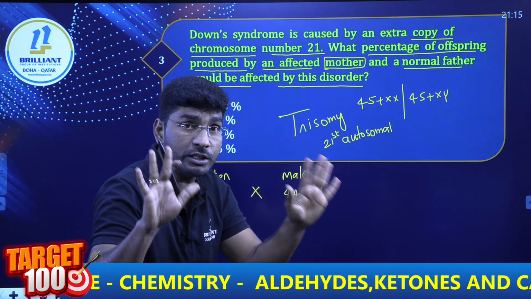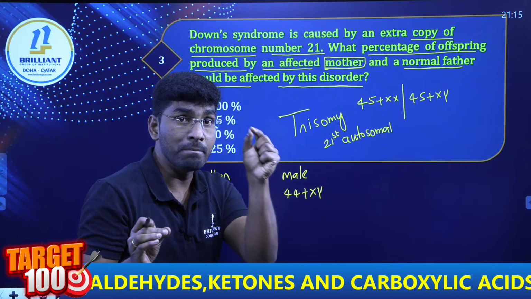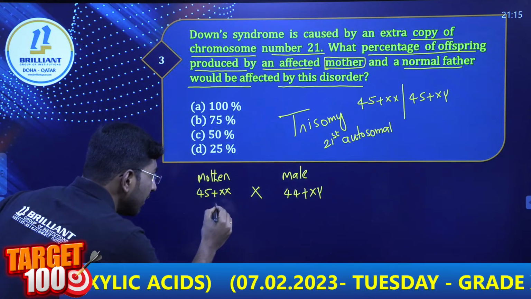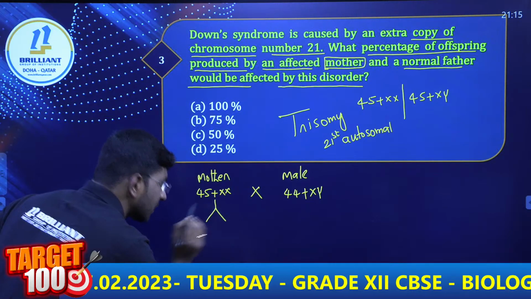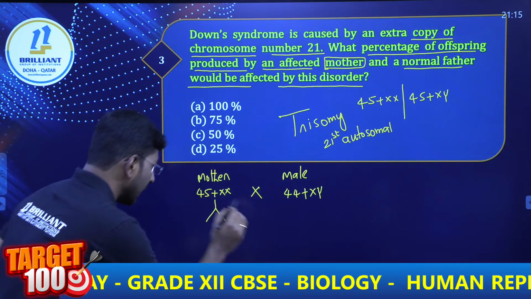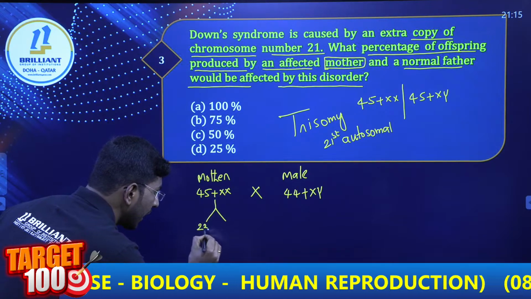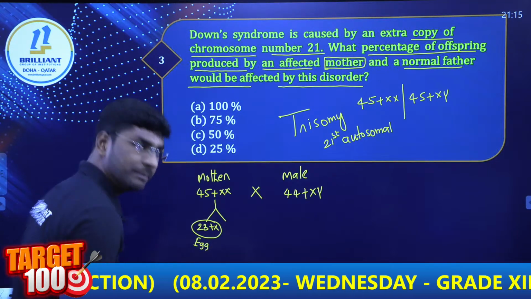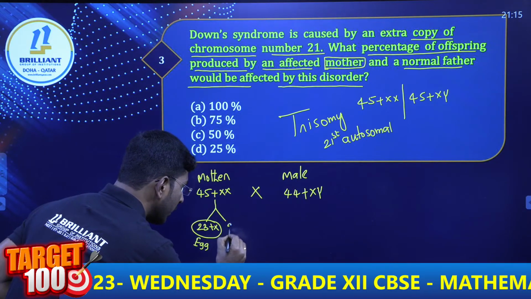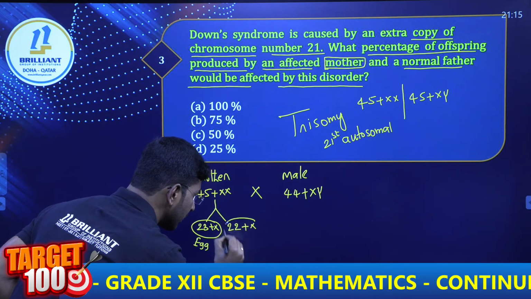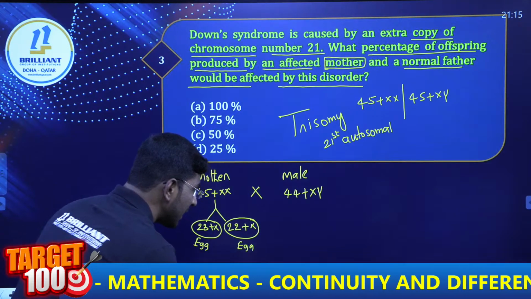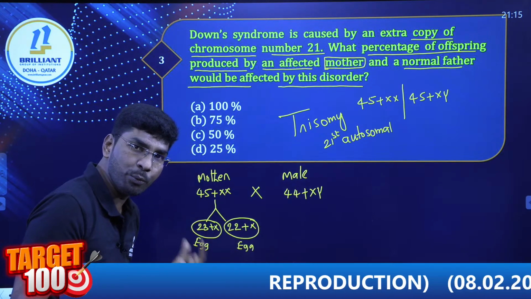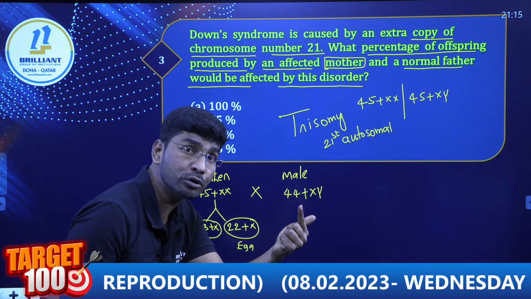Carefully look at how I am solving this question. Students, mother is 45 plus XX, right? Listen. She will give two different types of eggs. One type of egg is 23 plus X chromosomal egg. This is called an egg or female gamete. The next one is 22 plus X chromosome. This is the second egg. One gamete is a normal gamete, 22 autosomes plus 1 sex chromosome X. But one egg is an abnormal egg, that means one extra chromosome, a 23.